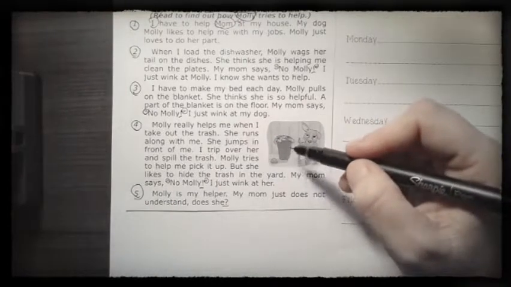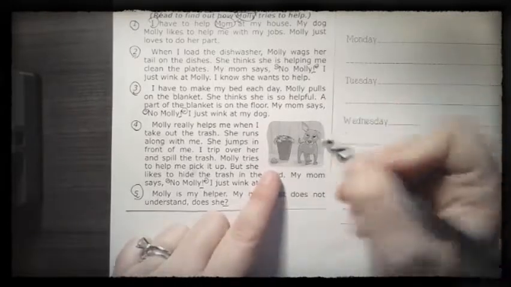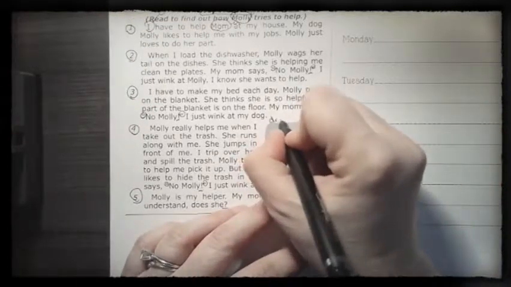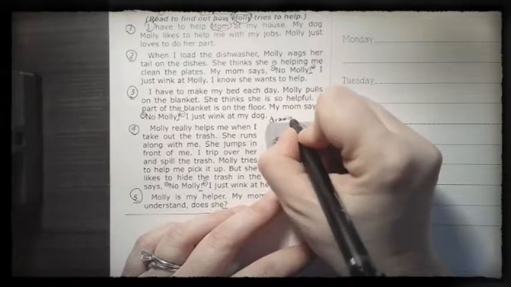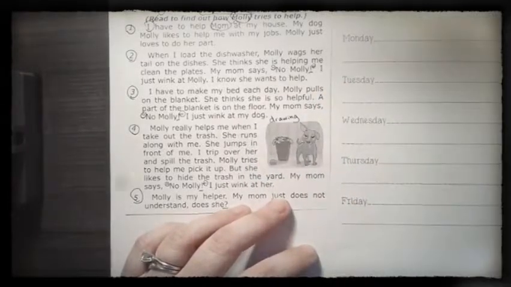This picture right here, though, this isn't a photograph. This is a cartoon drawing. So I'm going to say drawing, and you could abbreviate it now as DR if you remember what DR means.